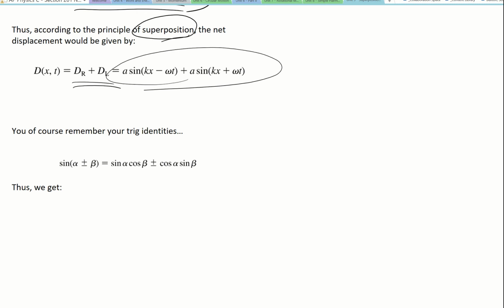But I'm going to use each of those sine functions individually, and I'm going to break them up using this trig property. So the first thing I'm going to do is, since both of my terms above have an amplitude out front, I'm going to go ahead and factor the amplitude out front such that I have this as my function.